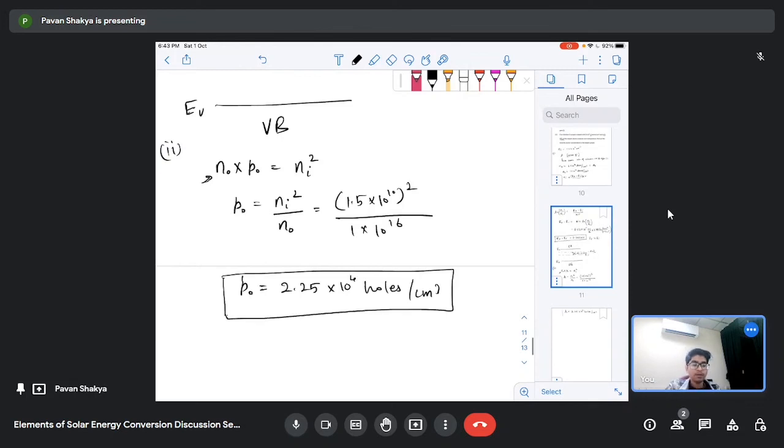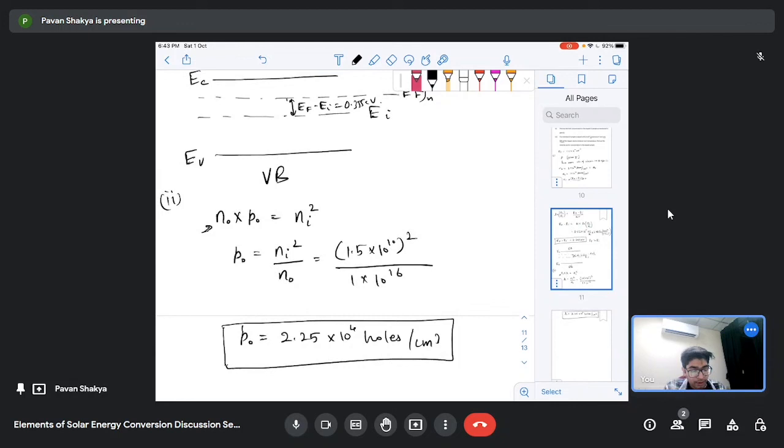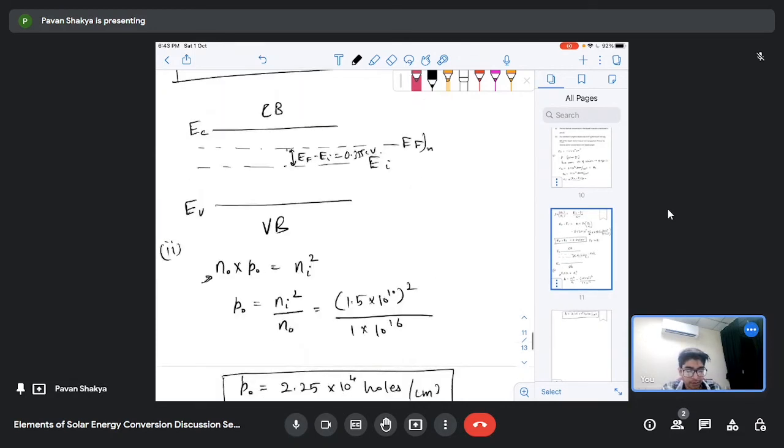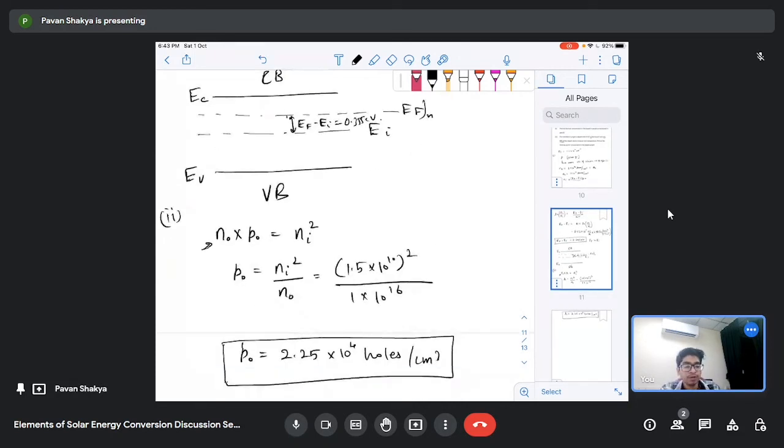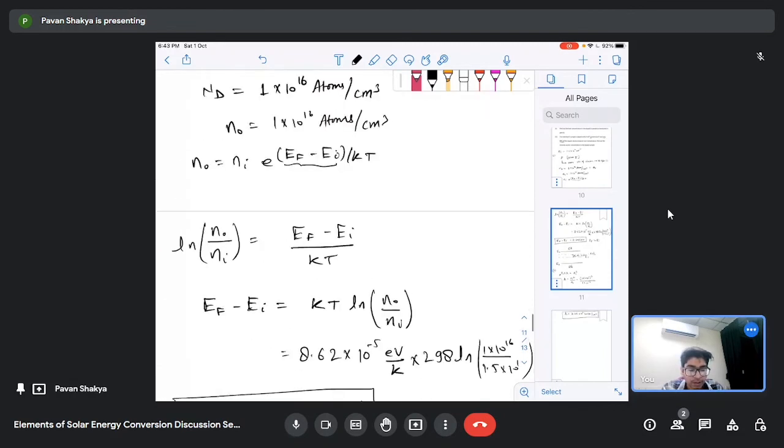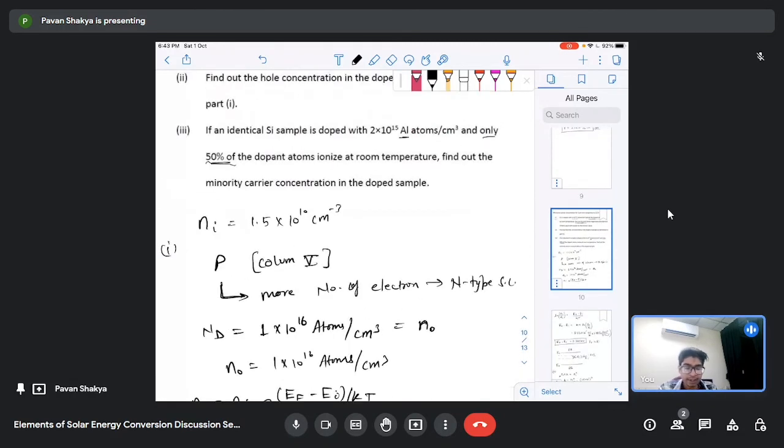Okay, so from here till now we can see that after the doping we have calculated the concentration for the holes and the concentration for the electrons, that are denoted by N naught and P naught. Now we will move to the next part. In the next part it has been given that this silicon semiconductor is doped with 2 into 10 to the power 15 aluminum atoms per centimeter cube, and only 50%.